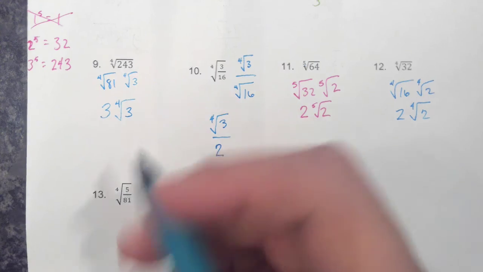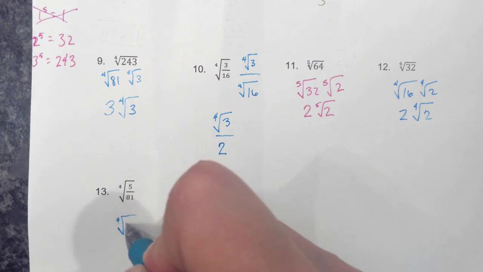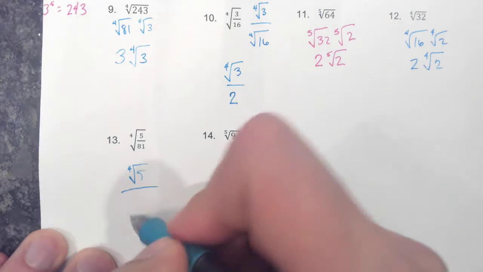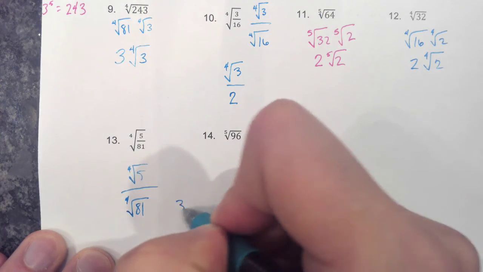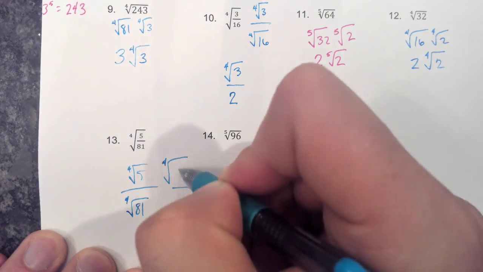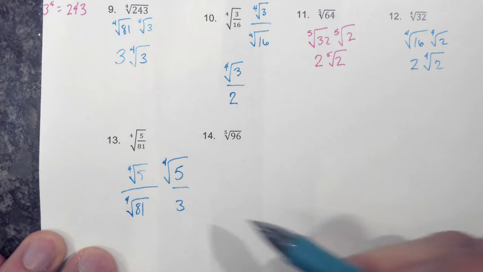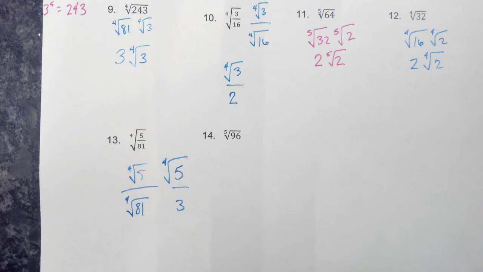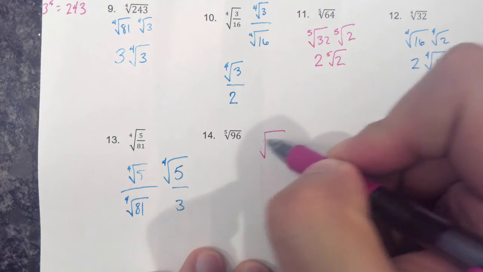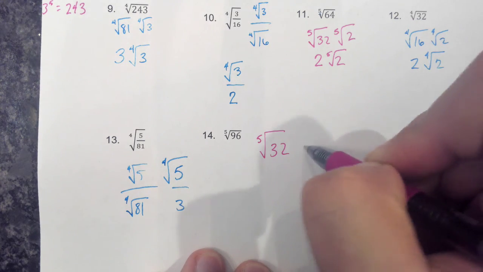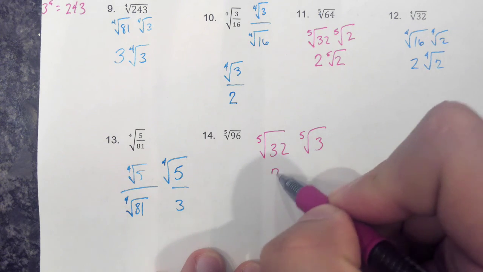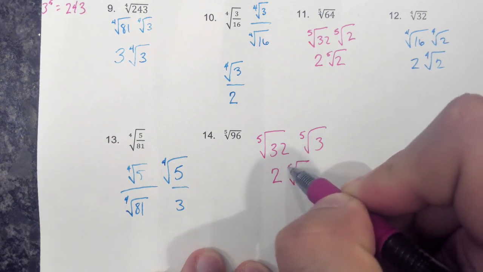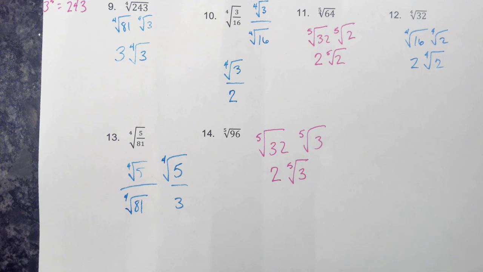On number 13, we'd have the 4th root of 5 on top, the 4th root of 81 on bottom, and 81 itself is a perfect 4th. It is 3. So we get a final answer of the 4th root of 5 over 3. And then number 14, the 5th root of 96 is 32 times 3. And the 5th root of 32 is 2. And the 5th root of 3 tags along.